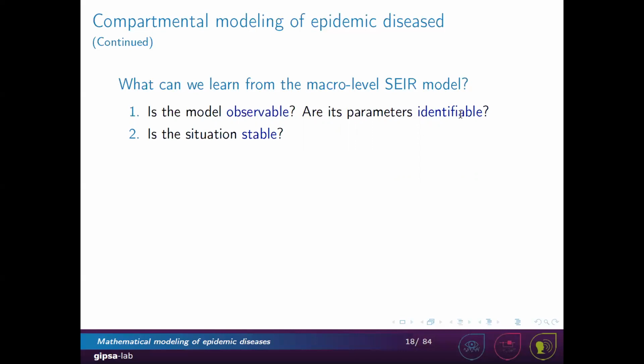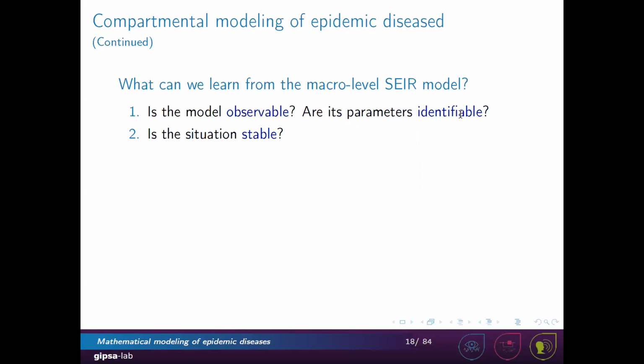Another question which can be answered with these sort of macro level models is whether or not the situation is stable. By stable, we mean that, for instance, if we are able to control the spread of the disease, is there any chance of a secondary outbreak or a second or third wave of spread of the disease or not?